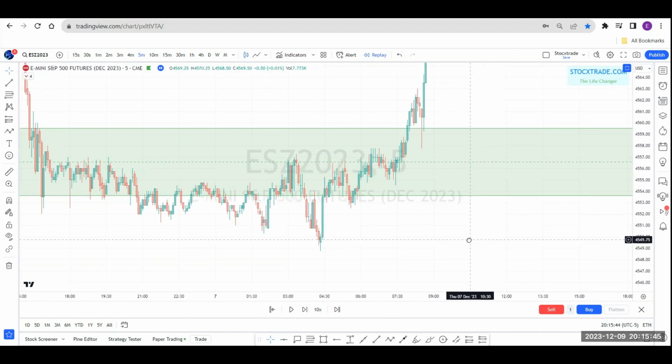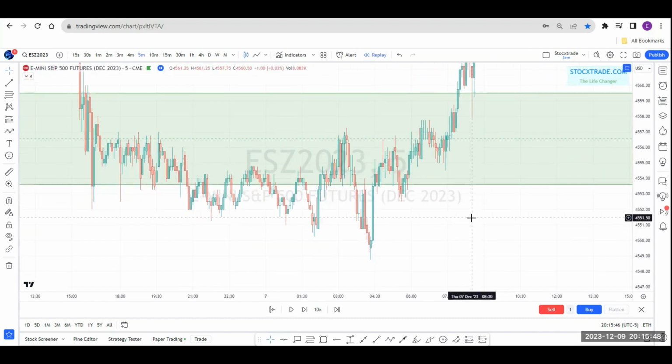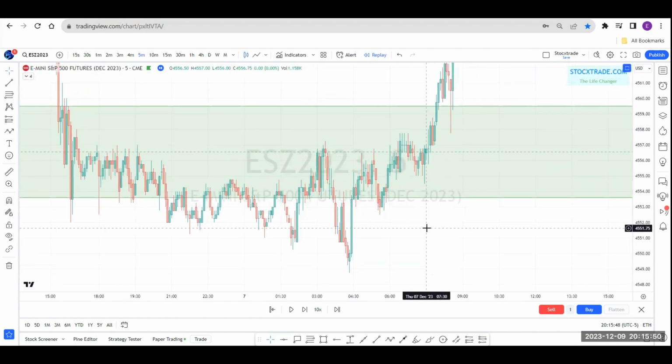I'm looking for the change of character and the break of structure. Remember this chart, I told you. This is my entry. So I want a change of character in the opposite direction for the reversal, plus I need a break of structure.